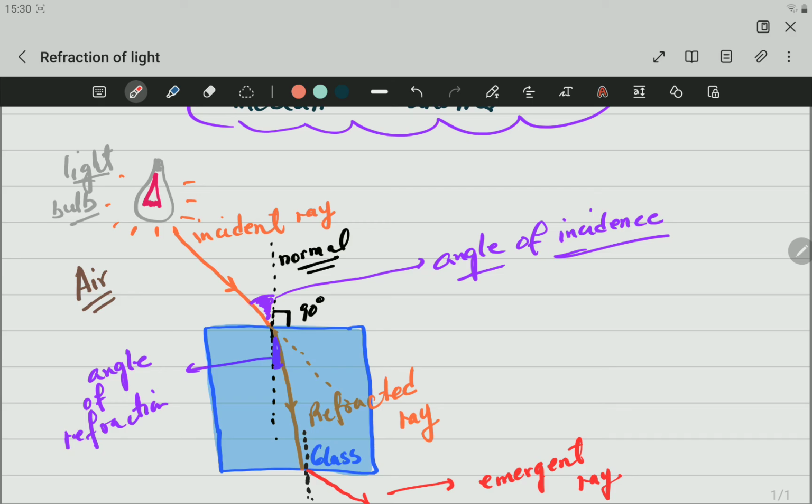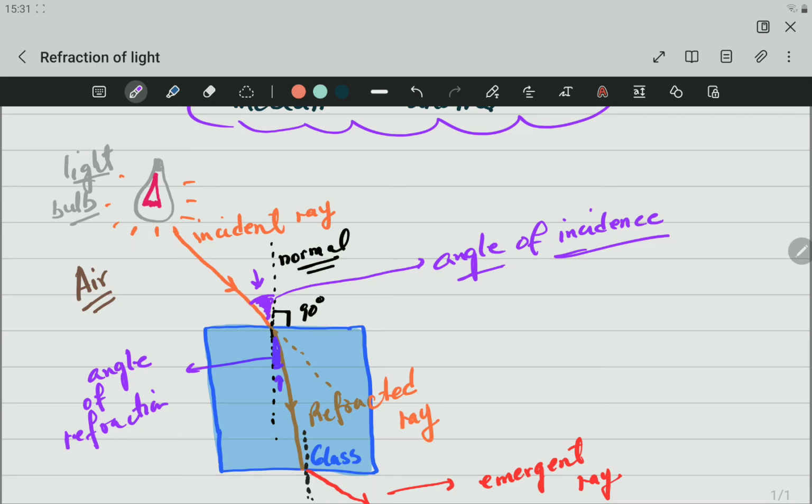Okay, so we have the incident ray that is coming from the source. In this case, it's a luminous light bulb. It's going to the surface of the glass, perpendicular. As you can see, the normal is there, and it bends towards the normal. So you can see it turn a little bit to the left, all the way straight to the other surface, and it's going away towards the right. This angle is called the angle of incidence, and this angle is called the angle of refraction.